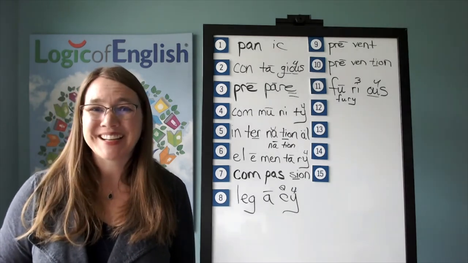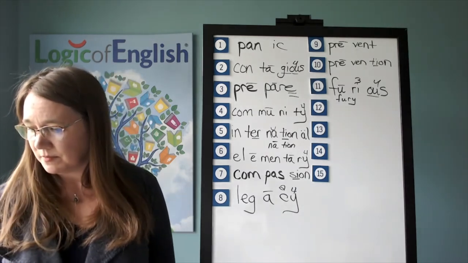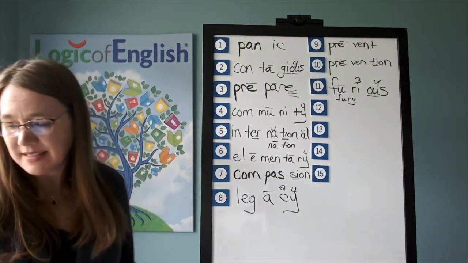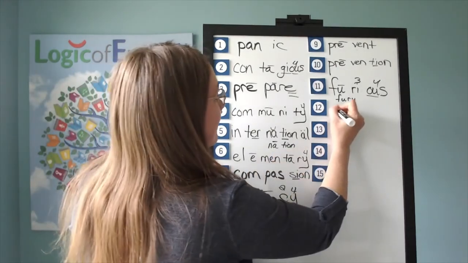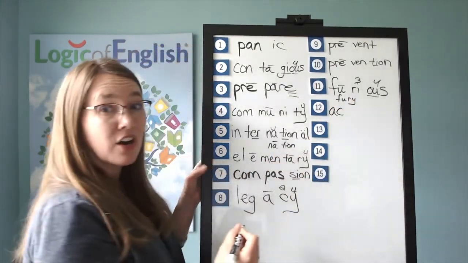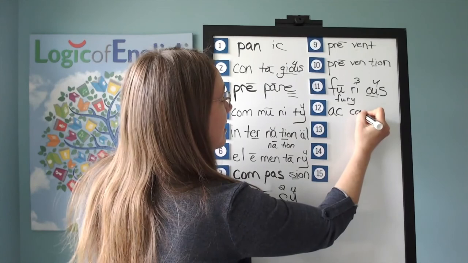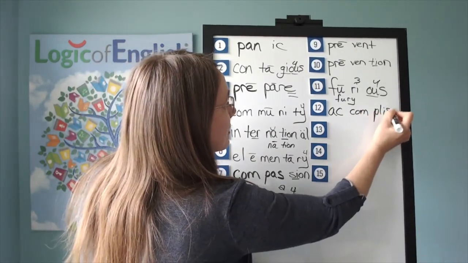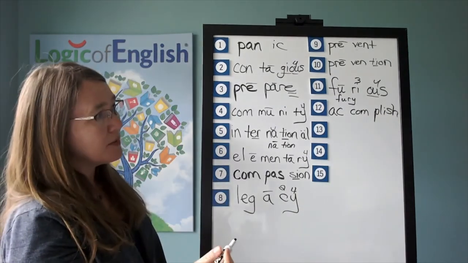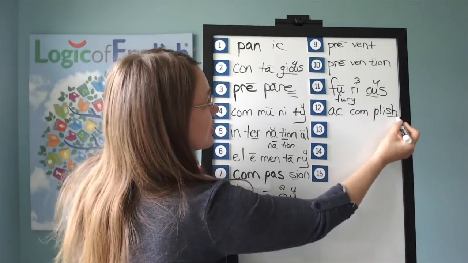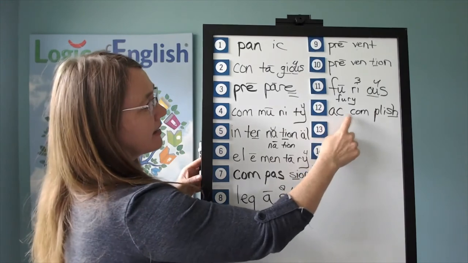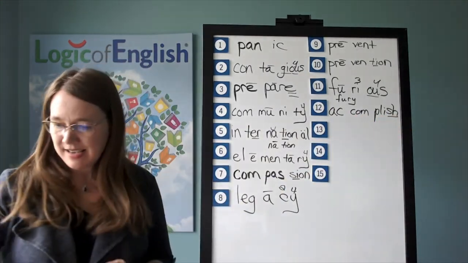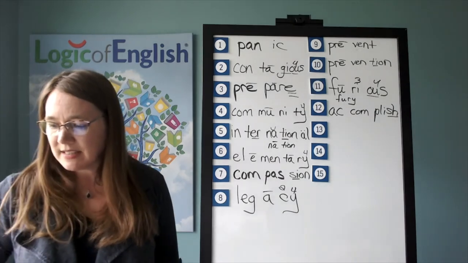Very good. Go ahead and write it. And let's write it together. Ack, com, k, plish, p, l, i, sh. And how will we mark it? We'll underline the sh. Let's read it. Ack, k, p, l, i, sh. Accomplish. Excellent. The next word is lecture.